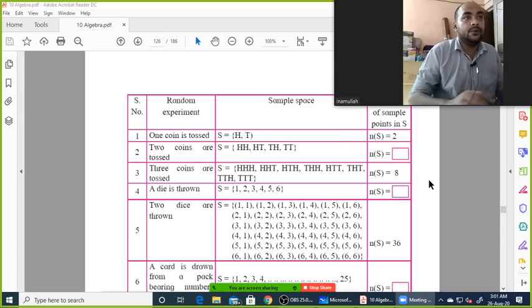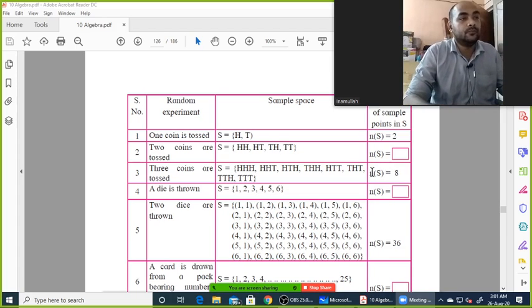So here we are going to discuss a random experiment. Random experiments are possibilities which we can explore in various experiments. For example, here you can see the first experiment is toss one coin.